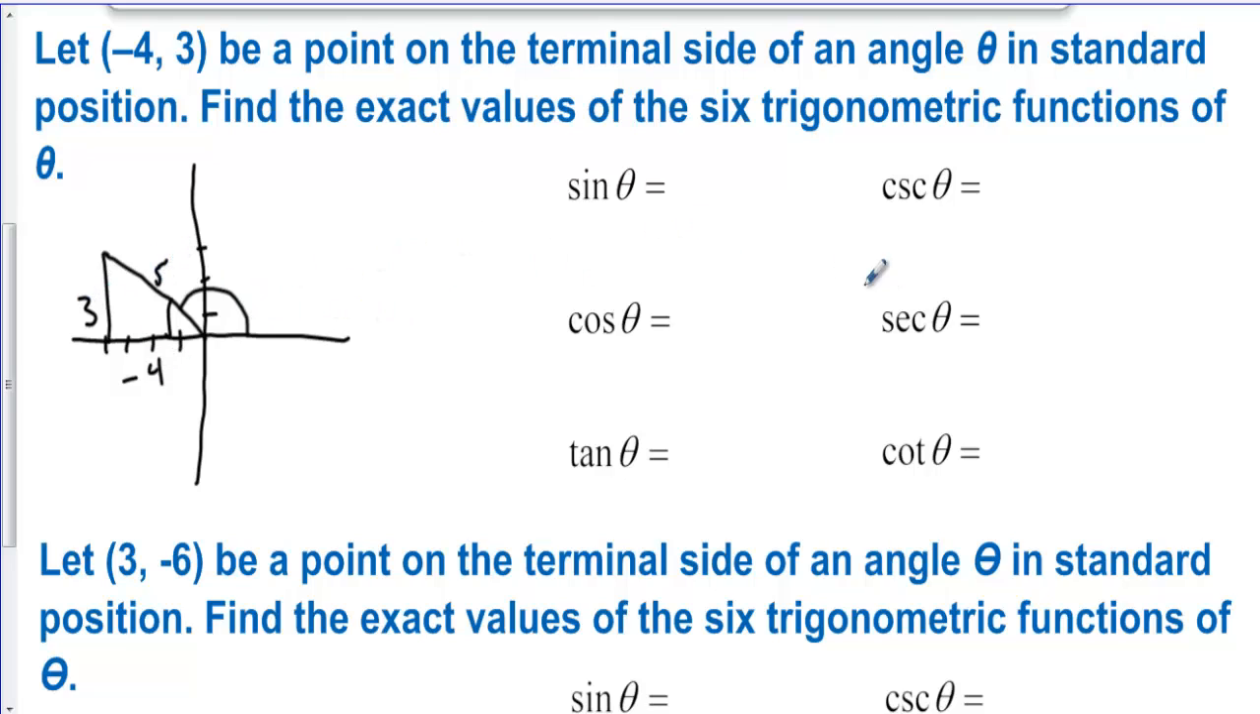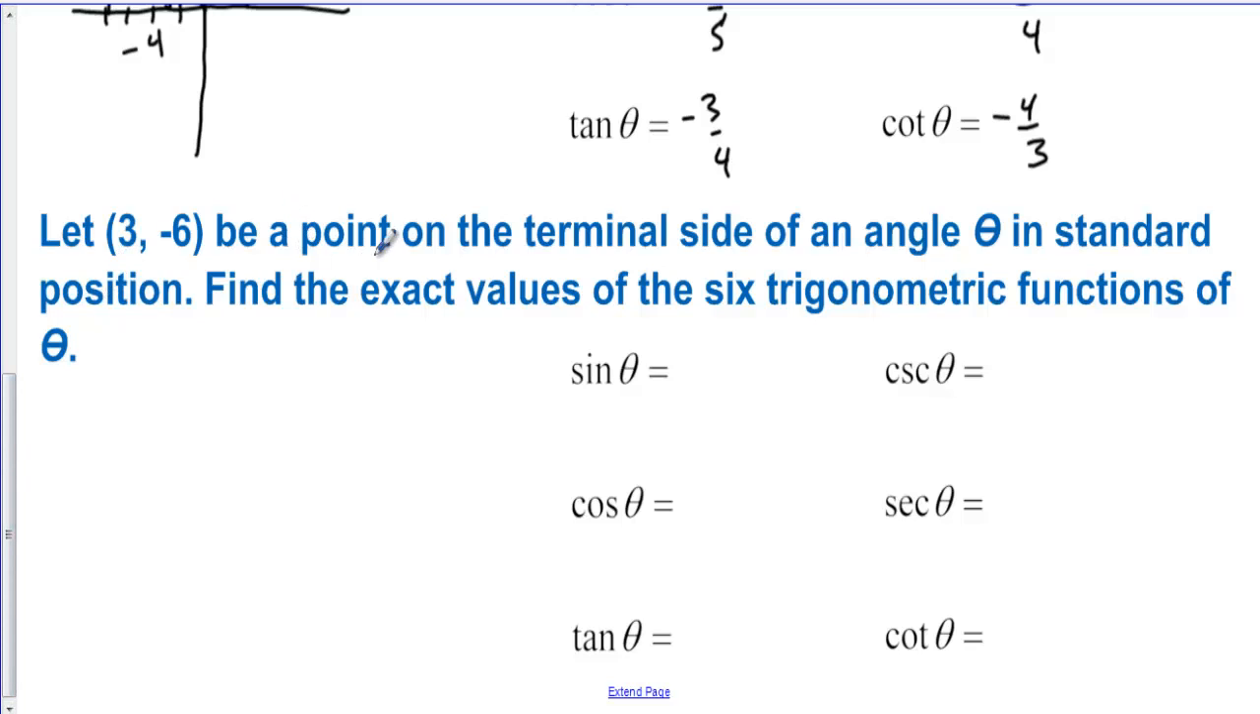And now we can get all of the trig values. Sine is opposite over hypotenuse, so that's 3/5. Cosine is going to be negative 4/5. That's the adjacent over hypotenuse. And tangent is going to be negative 3/4. Cosecant, reciprocal of sine. Secant's reciprocal of cosine. And cotangent is the reciprocal of tangent.